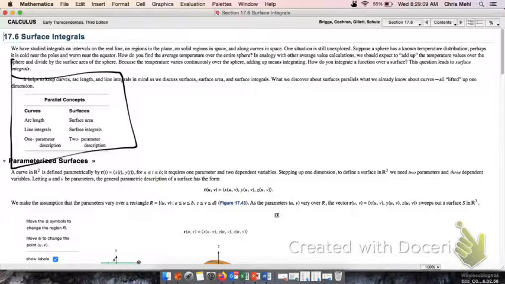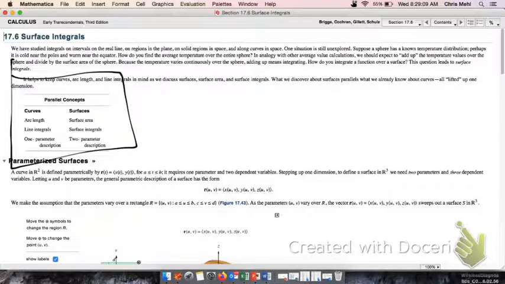Now the parallel or corresponding concepts with regard to surfaces are, just like you can find the arc length of a curve, we're going to develop a way to find the surface area of a surface coming from a function of two variables, z equals f of x, y. Now with curves you can find line integrals through vector fields to find things like circulation, work, flux. We're going to also do surface integrals, which are going to allow us to do things like find surface area.